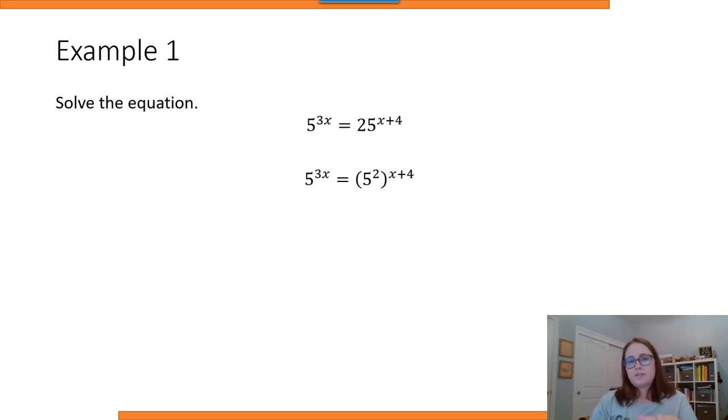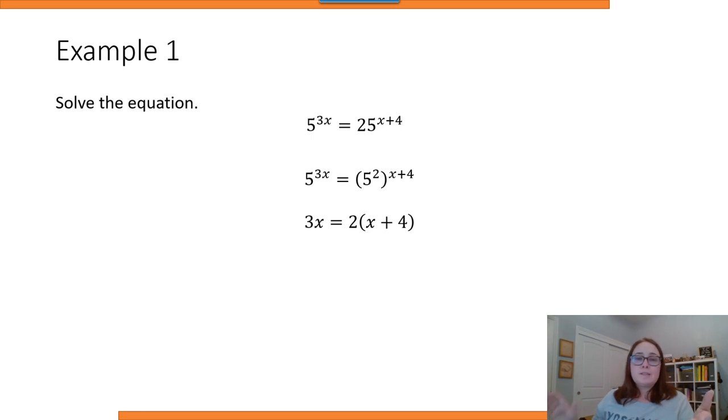So now I have 5 to the 3x equals 5 squared to the x plus 4. I can simplify the exponents on the right side. It's a power to a power, so I'm multiplying. Make sure to distribute the 2 to both the x and the 4. And at this point I have the same bases, so I can just drop out the bases completely. So the exponent 3x has to equal the exponent 2 times x plus 4. It's the only way this equation can be solved.